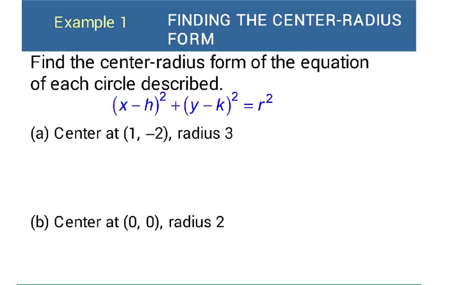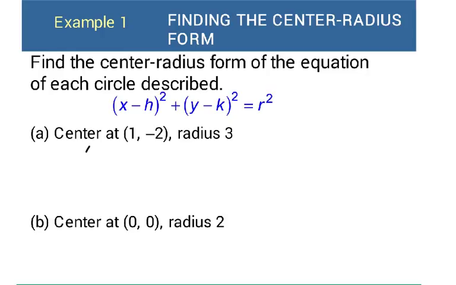Now it says, find the center radius form of the equation of each circle described. So we have a circle centered at (1, -2) with radius 3. Plug in this for h, this for k, and this for your r, and you've got the center radius form. So here we go.